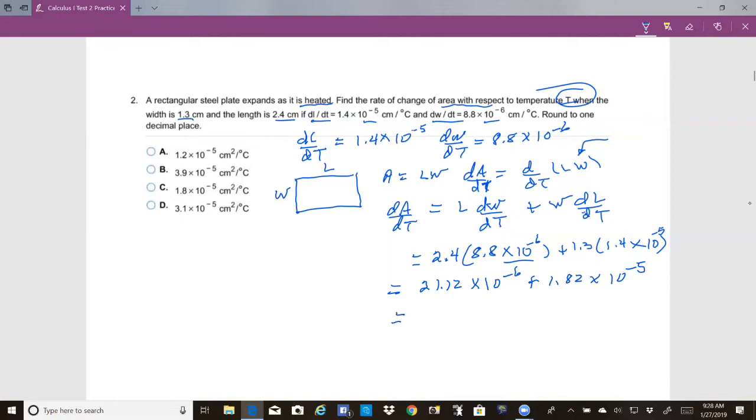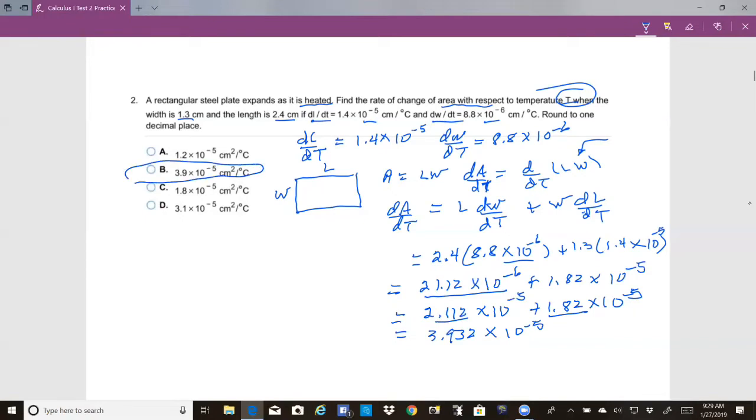And we'll rewrite 21.12 to be 2.112 times 10 to the minus 5. So both of the terms will be a number times 10 to the minus 5. And now we can add the two numbers here to get 3.932 times 10 to the minus 5. And rounding off to the nearest tenth, the answer is B, 3.9 times 10 to the minus 5.